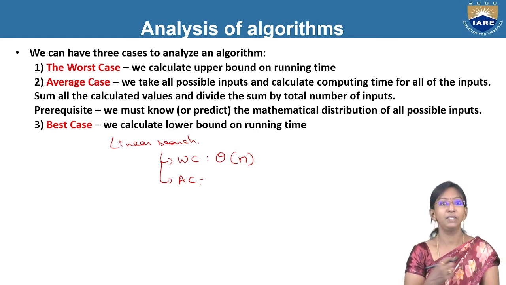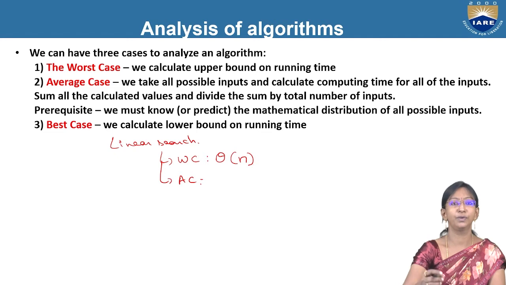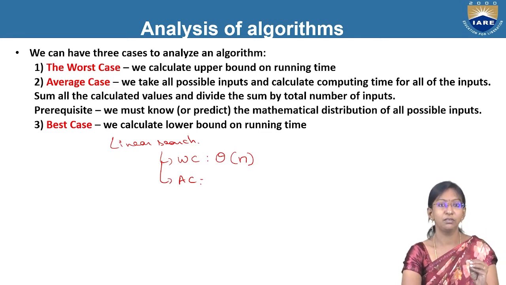Right? So all these are the cases which we cover when we try to search for an element using linear search. So in an average case, we have to sum the times which are taken by all these cases and divide by the total number of cases.